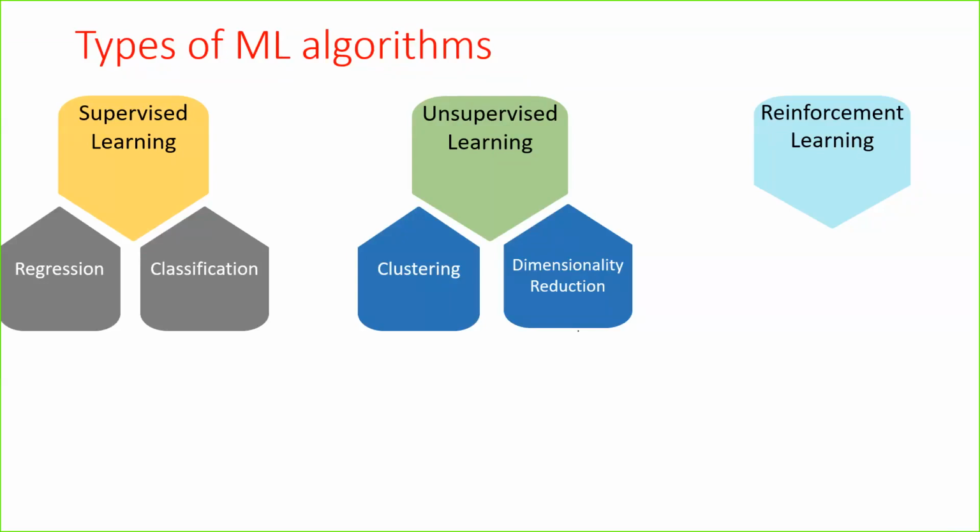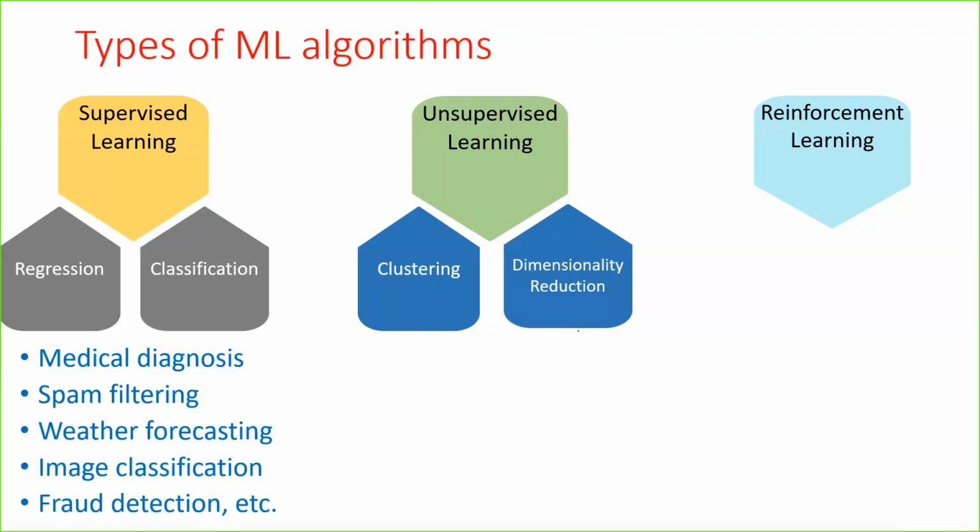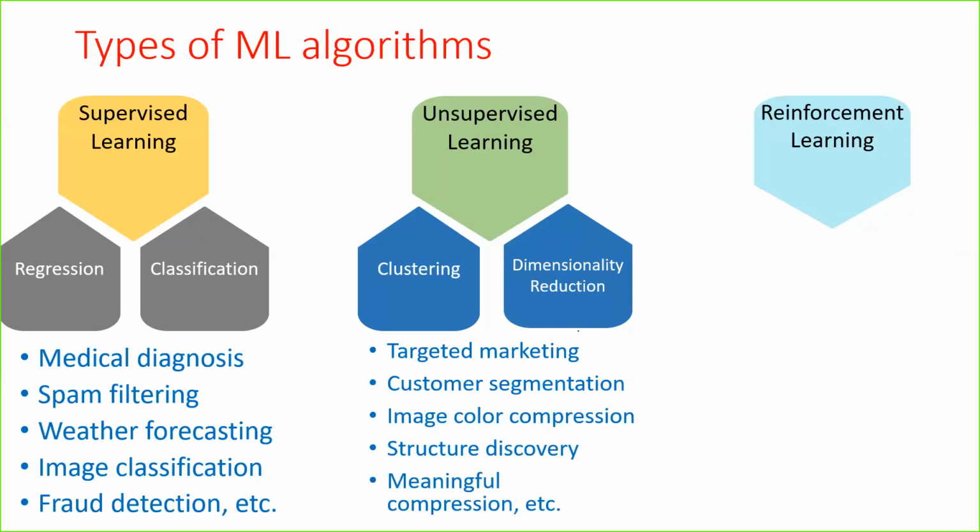In addition to that, we also have association rule mining that we're not going to cover in this course, as most of you might have covered it in a data mining course. Reinforcement learning is also another learning paradigm. Various applications of supervised learning include medical diagnosis, spam filtering, weather forecasting, image classification, fraud detection, and so forth. And applications of unsupervised learning include image color compression, meaningful compression, structure discovery, targeted marketing.